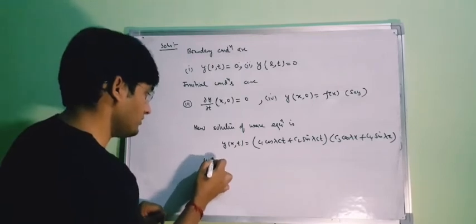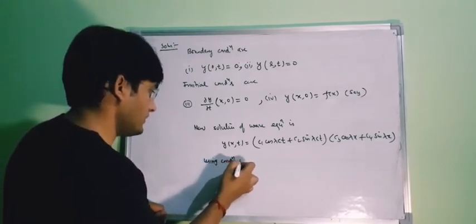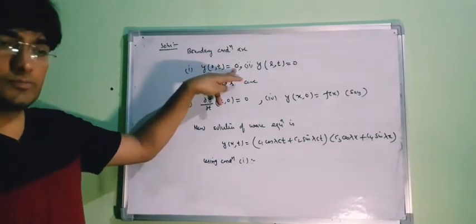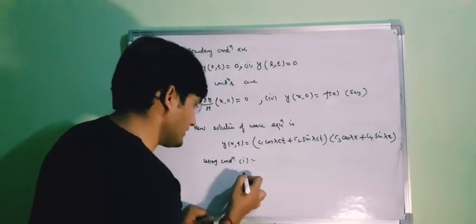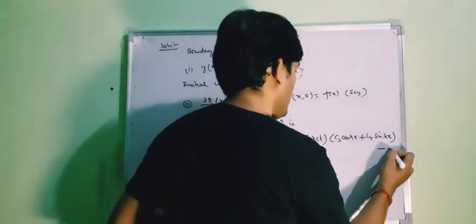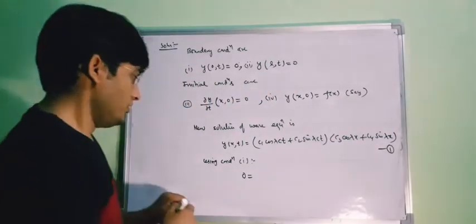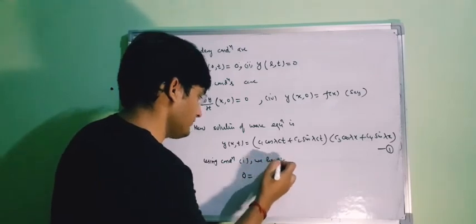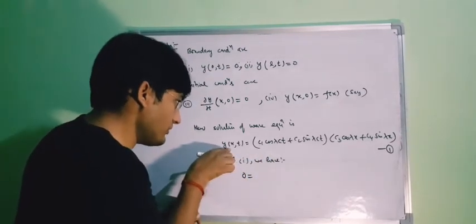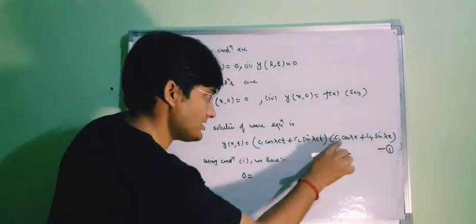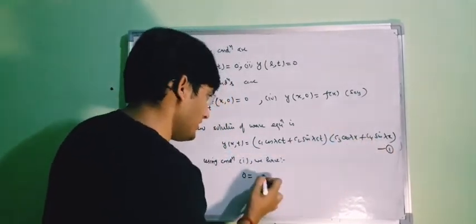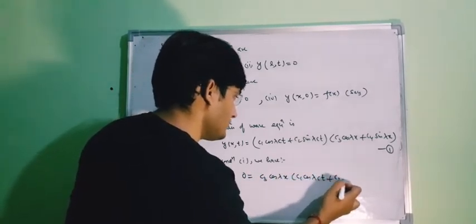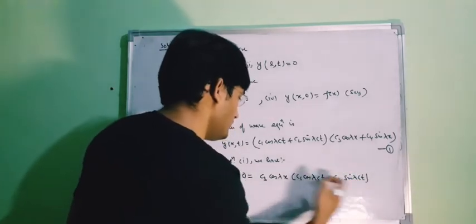Using condition 1. Now if you use condition 1, that means when your x is 0, your displacement is 0. So by this equation number 1, using condition 1, your displacement will be 0 when your x is 0. Now if x is 0, then sin 0 will be 0, so we have c3 (c1 cos lambda ct plus c2 sin lambda ct) equal to 0.